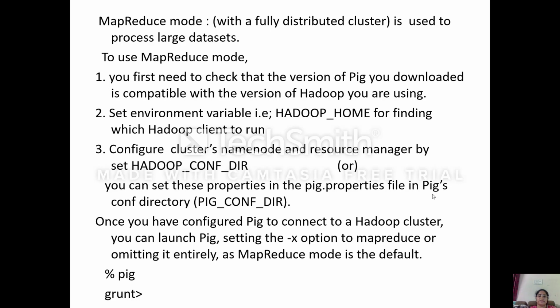You can launch Pig by setting the -x option to MapReduce. If it is local, you can use -x local. If it is MapReduce, you can use -x mapreduce. Or you can omit this entirely. Why? Because MapReduce is the default one. You can just type pig. It obviously moves into the grunt shell, right?